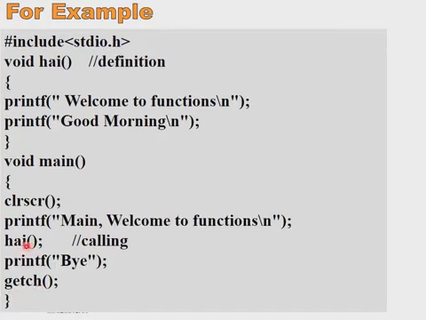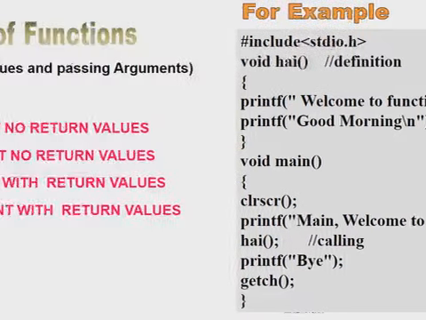So when we call this hi function, the control of the execution will go into the definition. First of all, in the output we will print this statement, then it will go into the definition, then it will print these two statements, and after this it will print the bye message.